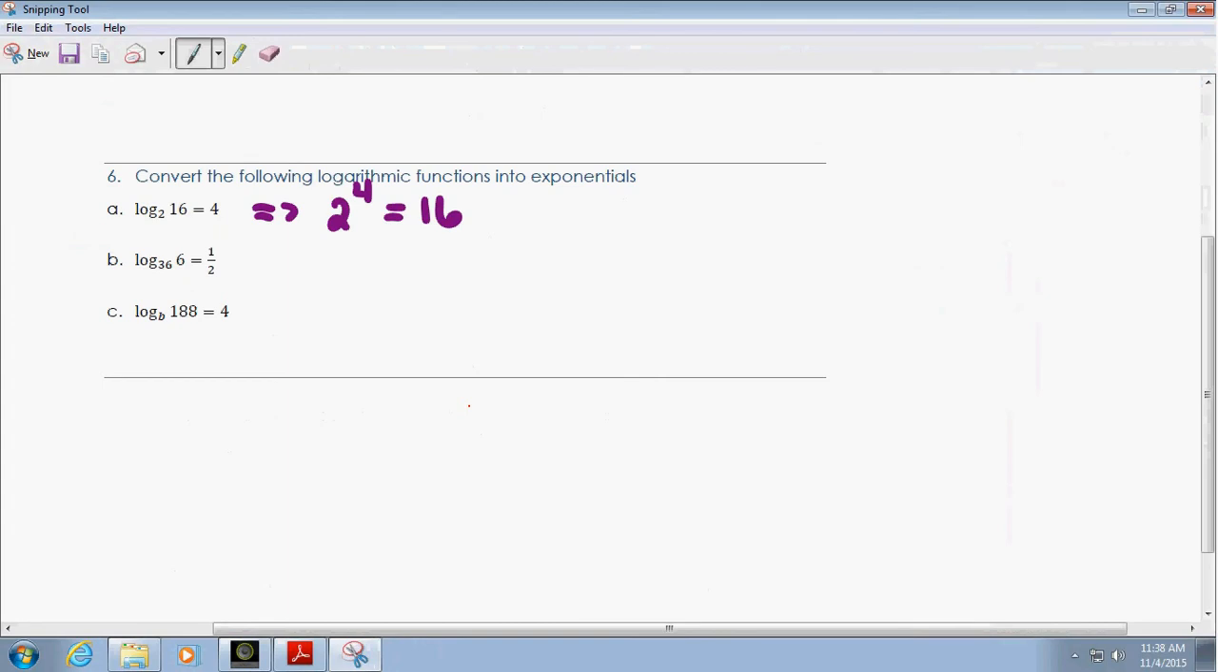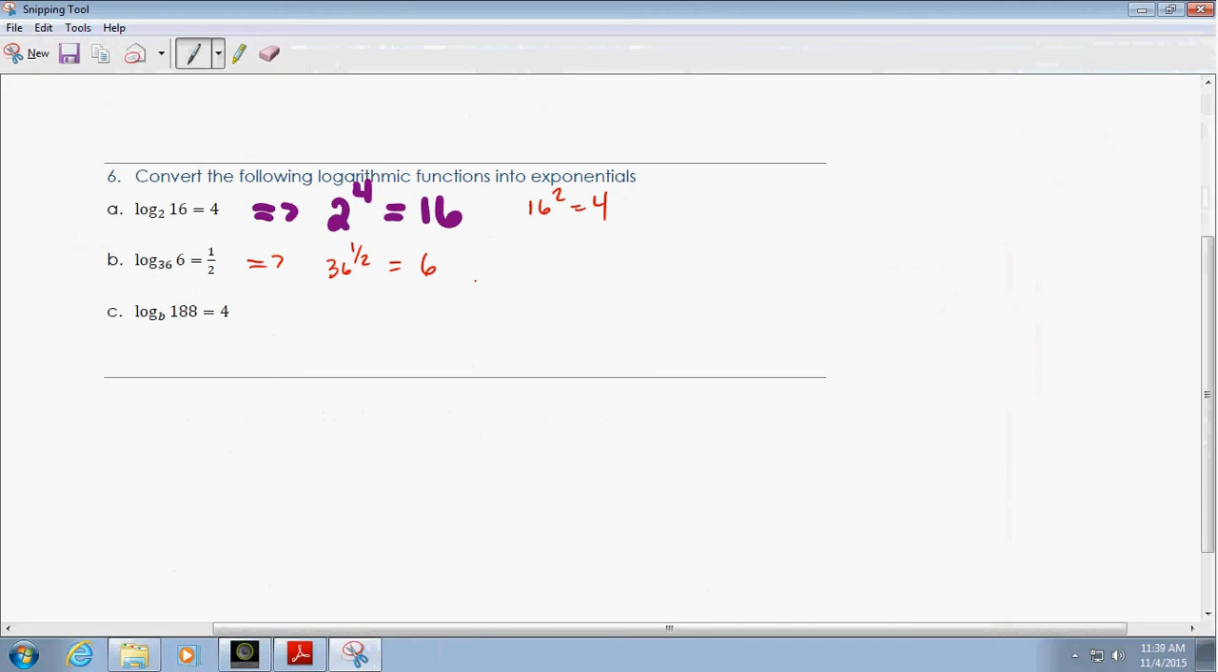And with these, a lot of times you can know whether you did it right or not because does it make sense? Is 2 to the 4th equal to 16? Yeah, so you know you did it right because it gave you a true statement. If you'd rewritten that as 16 squared equals 4, then you'd have been like, oh, no, that ain't right. So use some common sense when you look at these and make sure that what you got makes sense. All right, so what about the next one? And it's 36 to the 1/2 equal to 6?